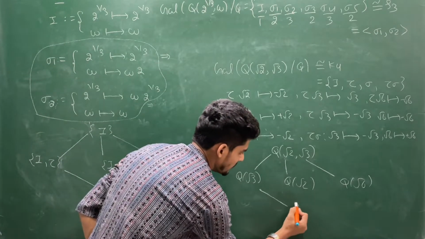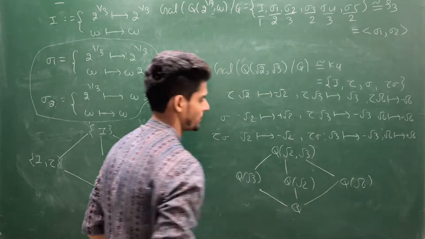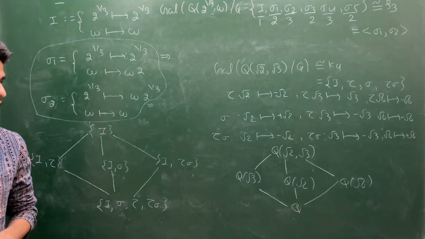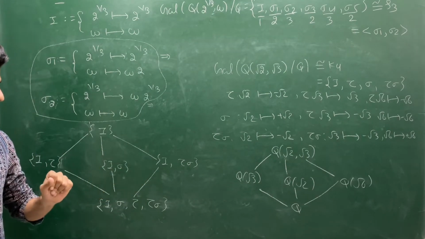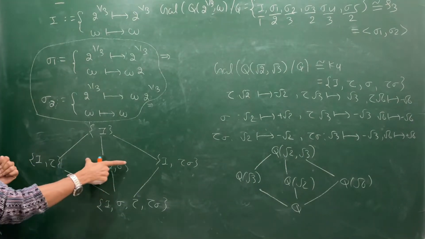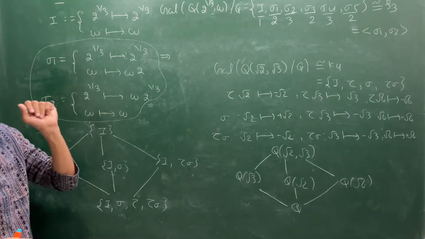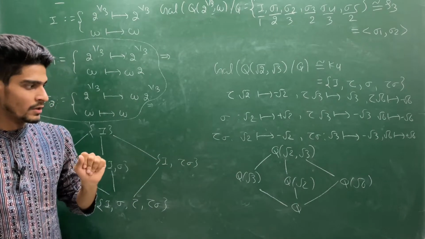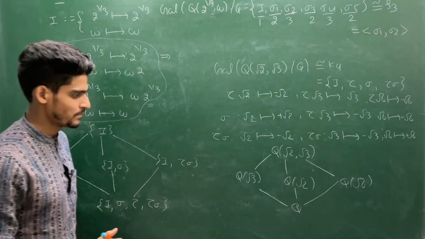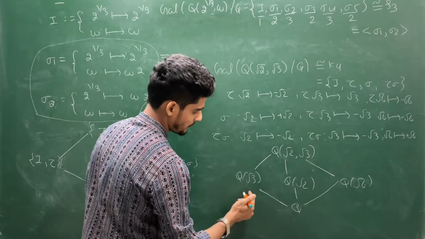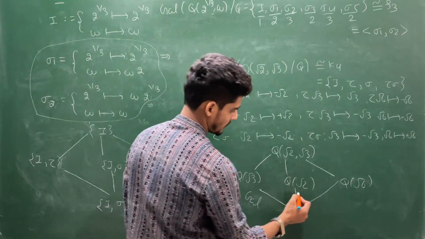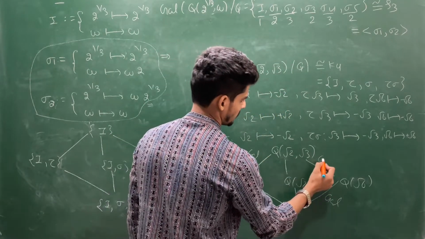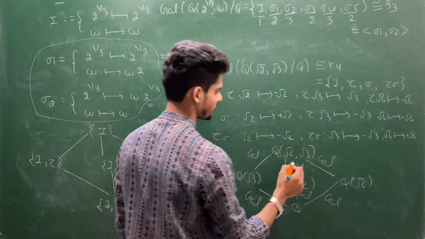And this is the rational field, because the whole group can fix only the rationals. That we have seen in the previous lecture. Now what is a nice thing? This is normal, this is normal, this is normal, because if your group is abelian, every subgroup is a normal subgroup. So every subgroup is normal here. Q to Q root 3 is a Galois extension. This is a Galois extension, this is a Galois extension, and this is a Galois extension.